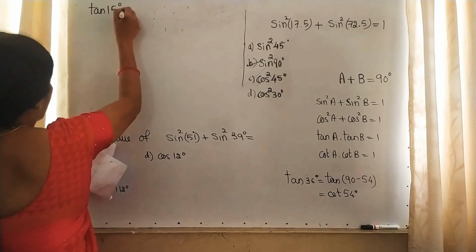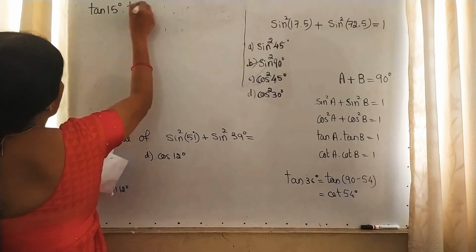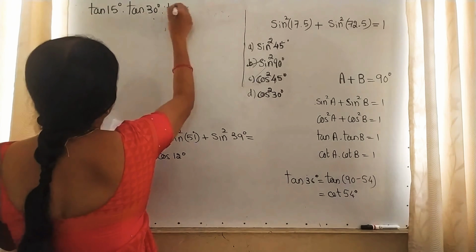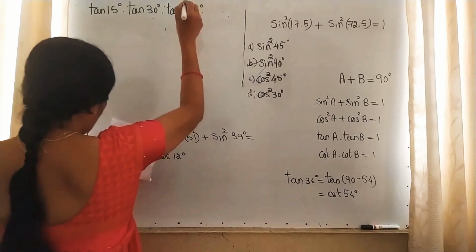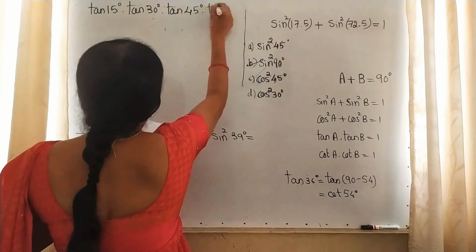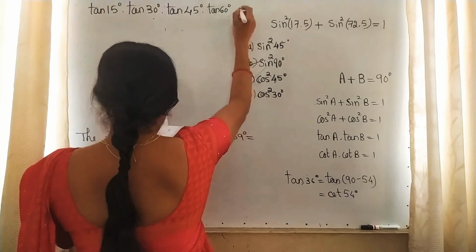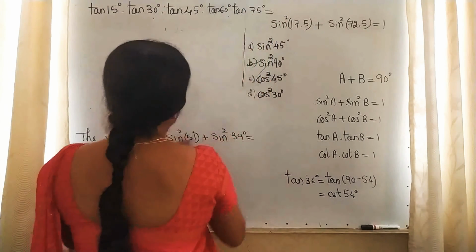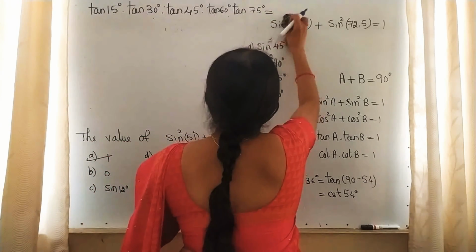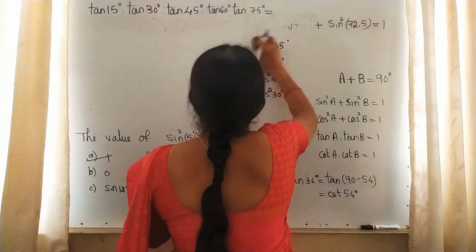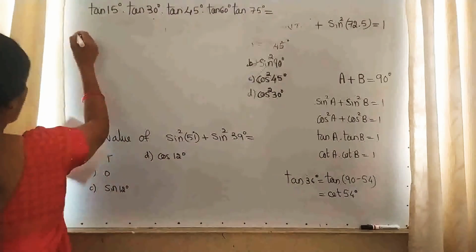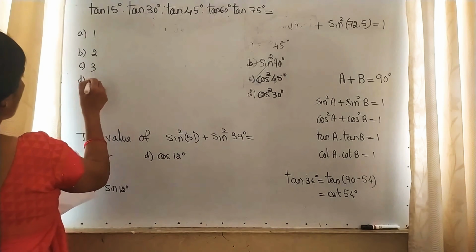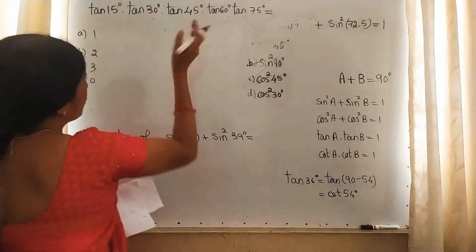Tan 15 degree into tan 30 degree into tan 45 degree into tan 60 degree into tan 75 degree is equal to, yes, and I am giving you the answer here. 1, 2, 3, 0. See, you have to check your own.